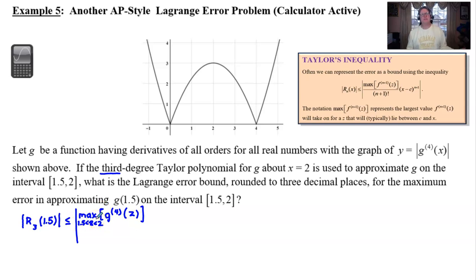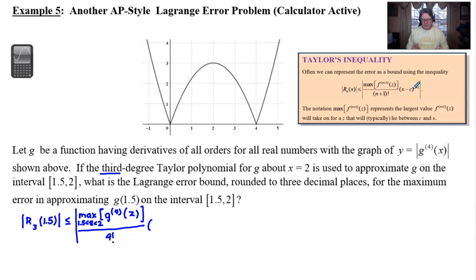We're not going to be able to find the exact value of z likely, but we're still going to be able to find what maximum it would produce. And so we will then finish this off by dividing by n plus 1. Again, that's our 4 factorial. And then over here, it says x minus c.